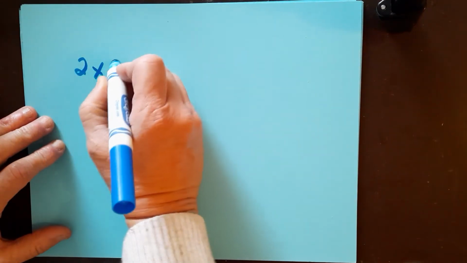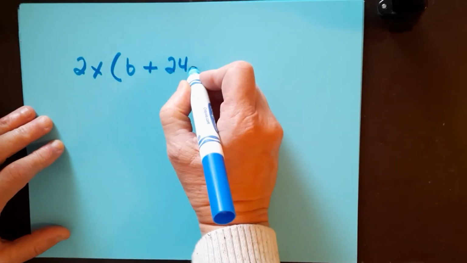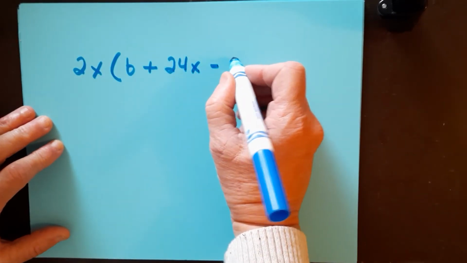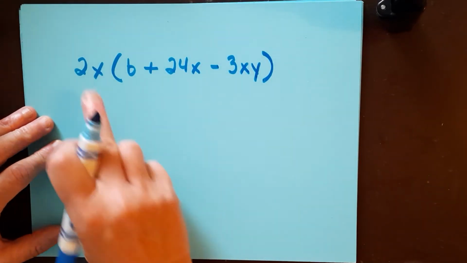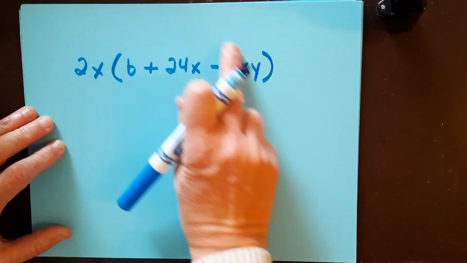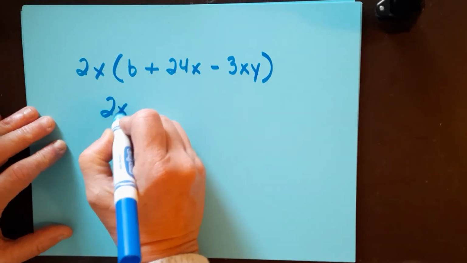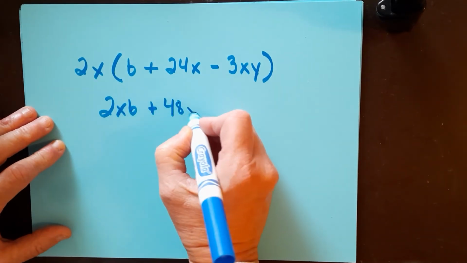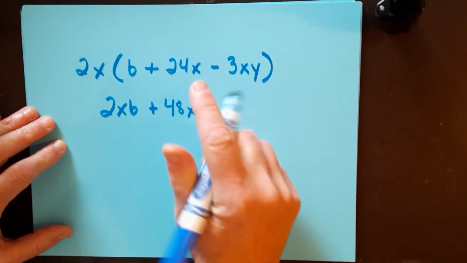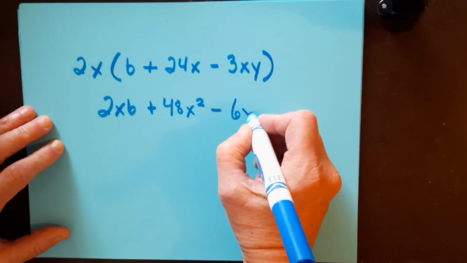So if we had something like this, 2x times b plus 24x minus, let's say, 3xy. To do the distributive property, that just means we have to multiply 2x by each of these, remembering to watch the signs. So 2x times b would be 2xb, plus 2x times 24x would be 48x squared. And then we would take this minus sign and multiply 2x times 3xy, which would give us 6x squared y.